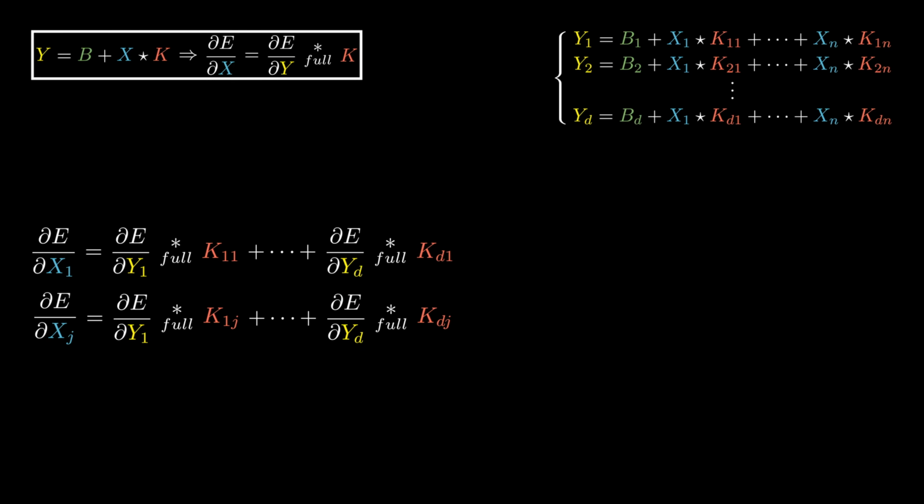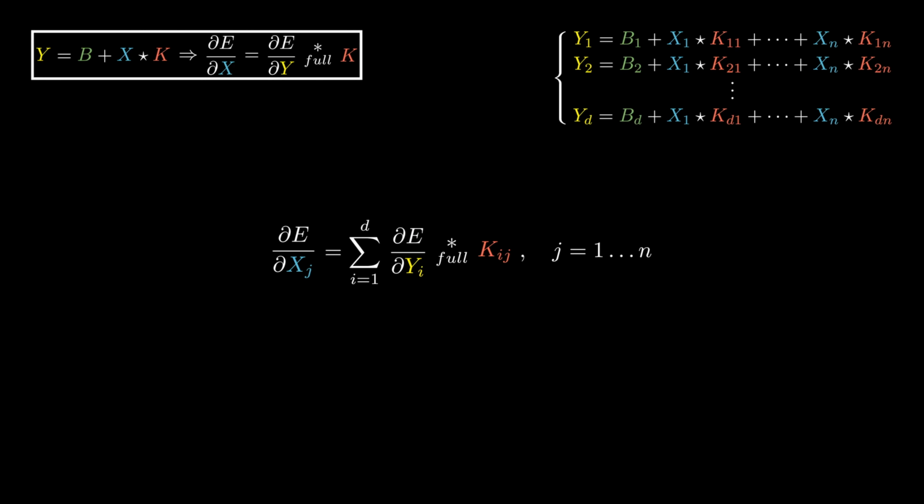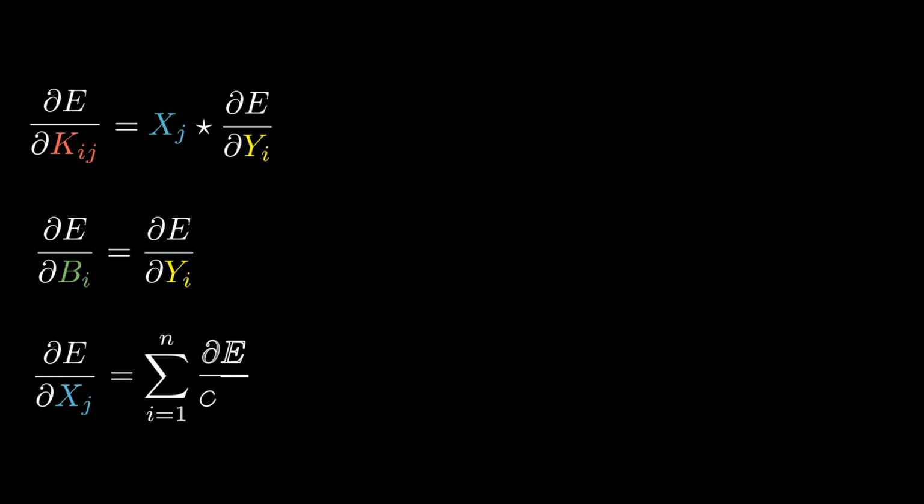This is true not only for x1, but for every xj. And since we're good people here, we will compact this inside a sum. Don't hesitate to take a moment to verify this is all clear to you. After all, if we're doing this from scratch, it is to understand every step of the process. So, we finally have the 3 equations that we needed to complete the backward propagation of the convolutional layer.